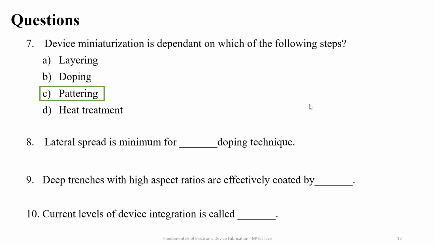So device miniaturization is dependent upon the patterning process. So as you can make smaller and smaller patterns, you can create much more closely spaced circuits on your wafer, and that in turn will help us in device miniaturization. So is that clear? So the next question is, lateral spread is minimum for dash doping technique.